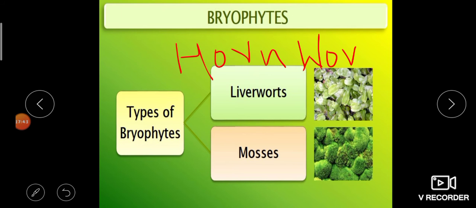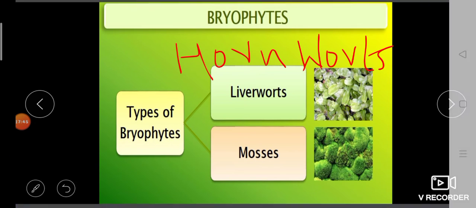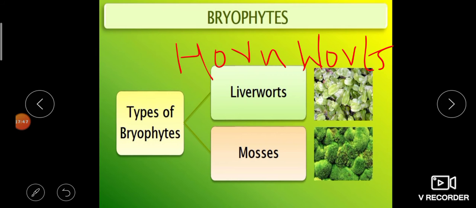Hornworts. Okay, so you need not study these hornworts now. Why? Because it is for higher level classes. So there are three types, that is liverworts, hornworts and mosses, but you just need to be familiar with liverworts and mosses.